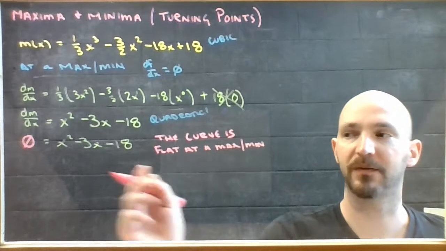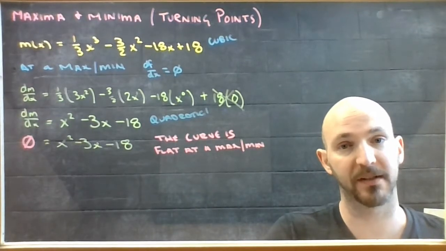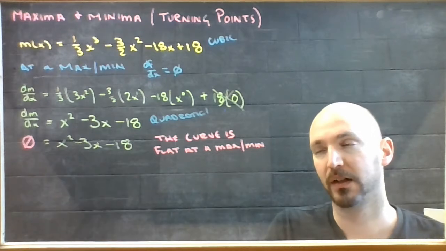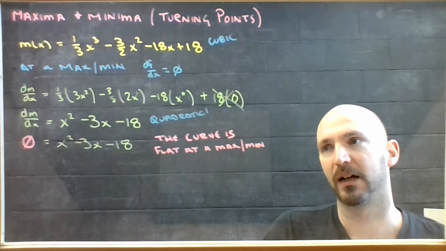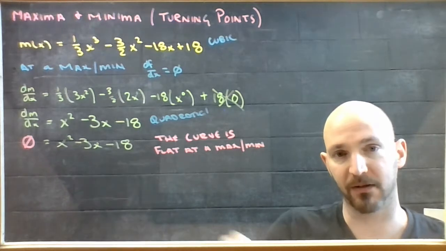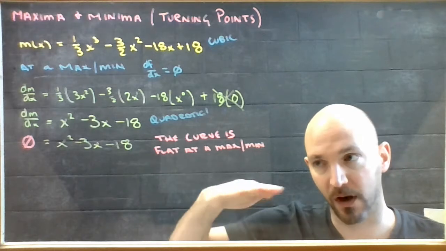So I mean, you could have asked, when does this thing have a slope of 1? You just put a 1 there. Or you could ask, when does it have a slope of 10? You put a 10 there. The only reason we're putting a 0 there is that the max/mins, the interesting places where it turns around, are where it's flat.